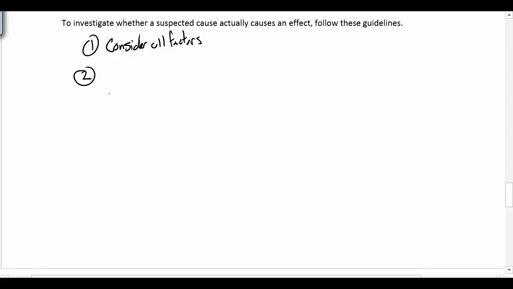Number two, check that the effect is similarly present or absent among groups that differ only in the presence or absence of the suspected cause. So if there is a pattern, then all subgroups should also have that pattern. When we start sorting data and look at subgroups, we should see a similar pattern if it is in fact cause and effect. And if not, then maybe there's something about the subgroups that can control that. So I'm going to write that: consider subgroups of the data.